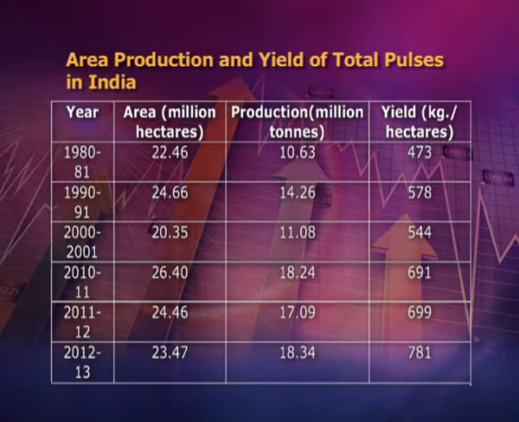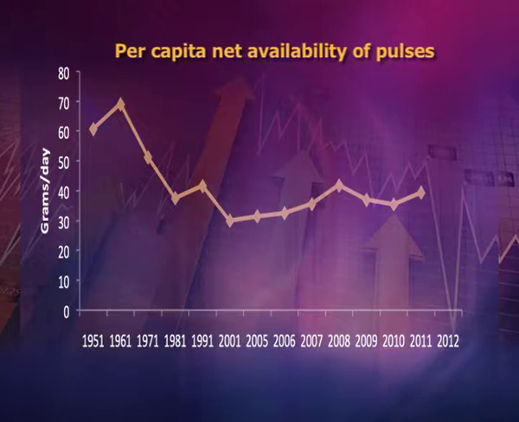However, the figure shows that the per capita net availability of pulses to India's people has declined. If the production of pulses has increased from 10.63 million tons to 18.34 million tons between 80-81 and 2012-13, and the per hectare productivity has little less than doubled, then why is there a decline in the per capita consumption of pulses, dear friends, as indicated in the diagram? Is this increase in production not enough to maintain per capita consumption?